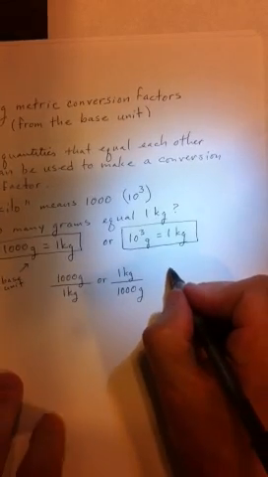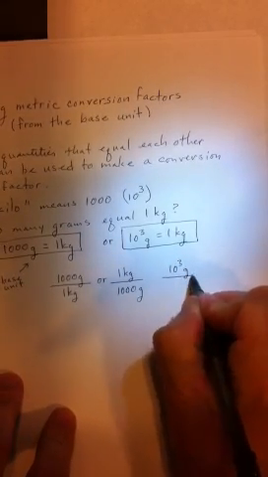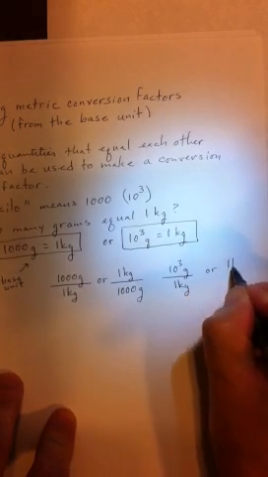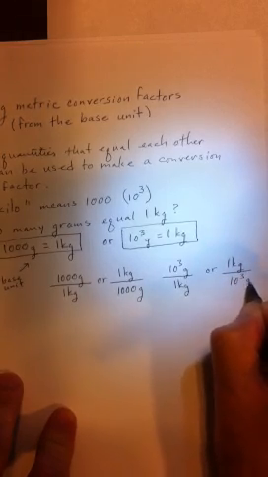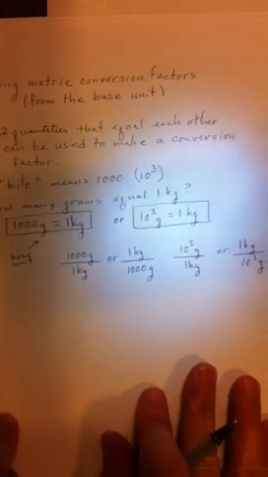You might have chosen to write it like this: 10 to the third grams for every 1 kilogram, or 1 kilogram for every 10 to the third grams. All of these are valid conversion factors for use in dimensional analysis.